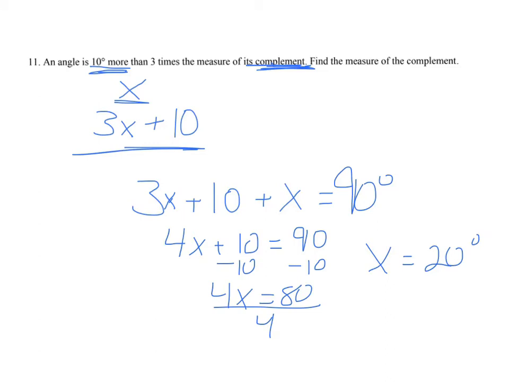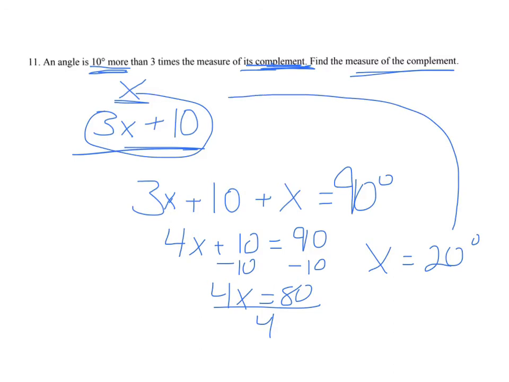Now, it says find the measure of the complement, and I called x its complement. So I actually just solved the problem, but let's say it said find both angles. Now since I know x equals 20, if I want the other angle, I just need to take that 20 and plug it in for x in the expression I already created. So 3 times 20 is 60, plus 10 is 70. So the other angle would be 70 degrees, and that makes sense because they're complementary. They should add up to 90. 70 plus 20 does equal 90, so my answer is valid.